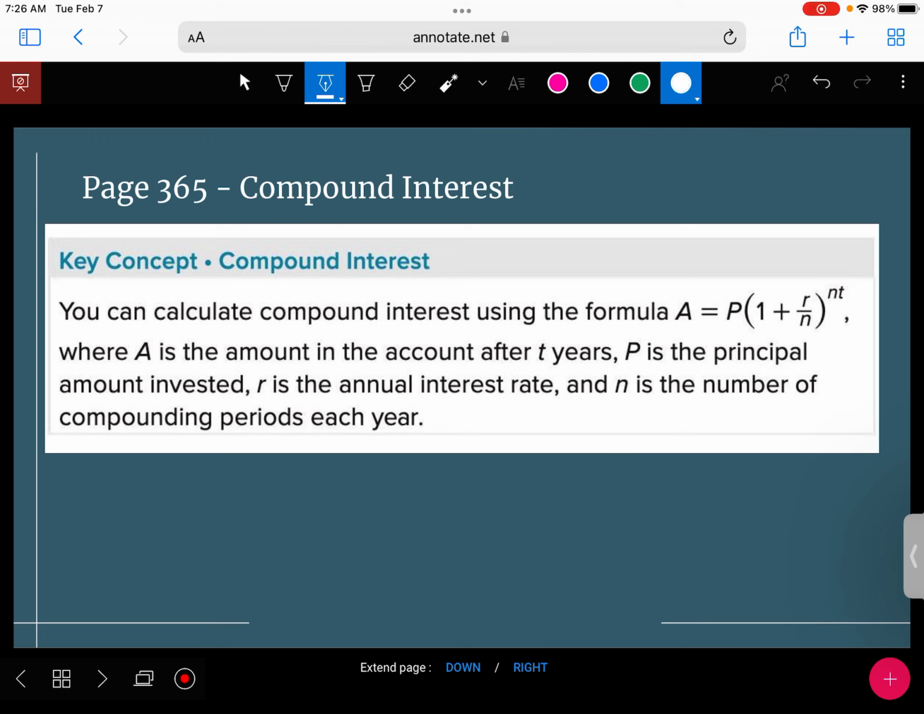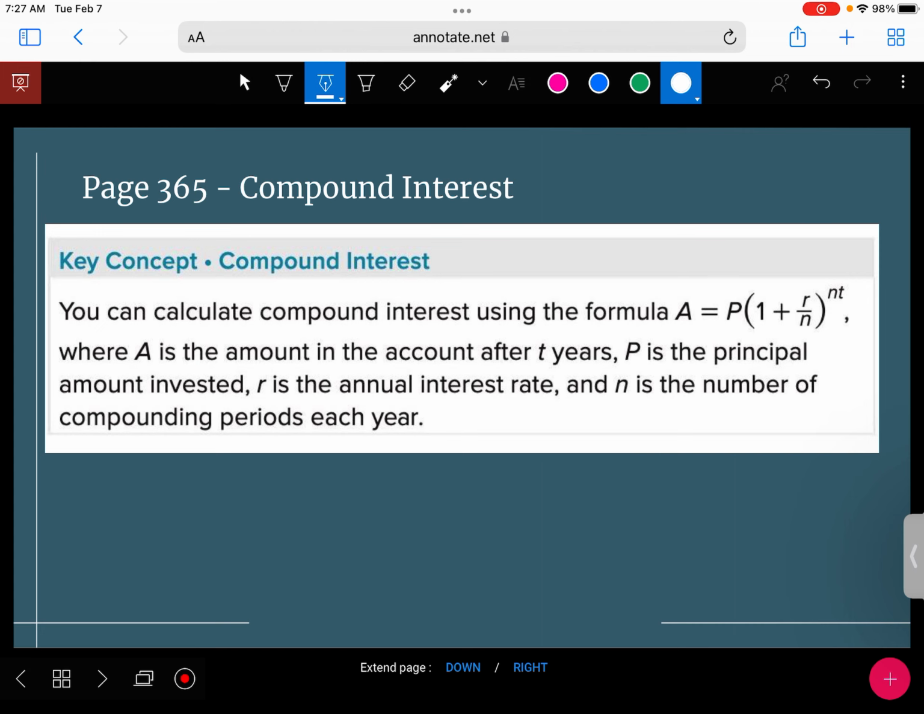Not 12, because if we're asked to find annual compound interest, that means we're going to be asked to find for 1 period, which is the 1 year. Does that make sense? So that's when N is just 1. Which we'll go through a problem like that, just so you know.